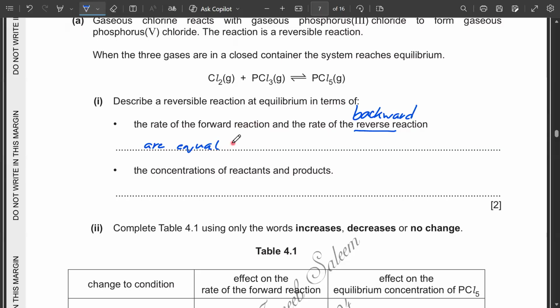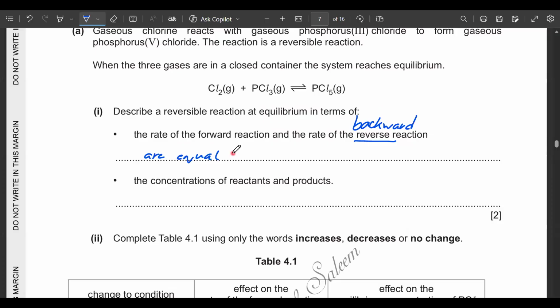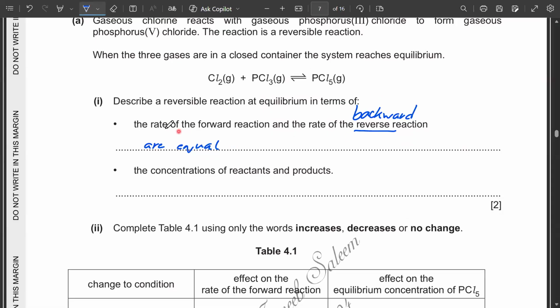Because the question is asking you to express the rates. It is not asking you to write the whole sentence again. You will not be given any credit if you just write the rate of the forward and the reverse reaction. If you write all these words again, you will not be given a single credit. So your answer must be according to the question, what they are asking you to write. You just need to tell that the rate of the forward and the rate of the reverse reaction are equal. That's it.